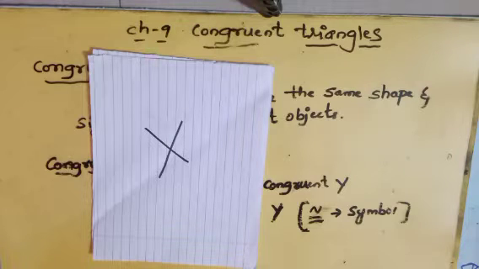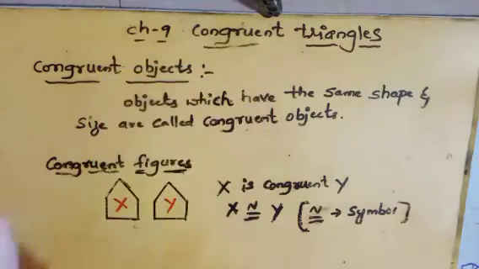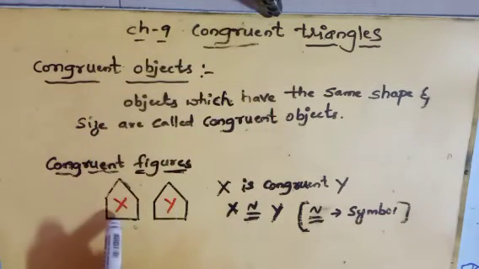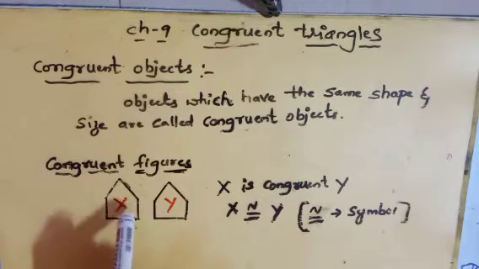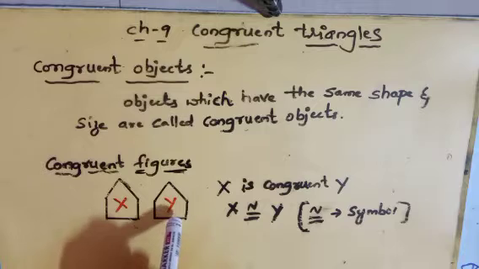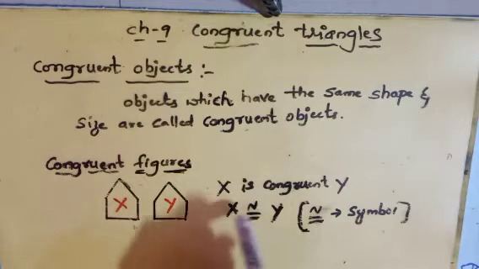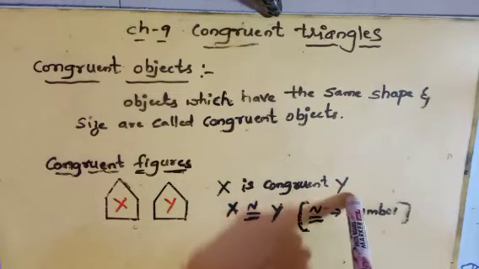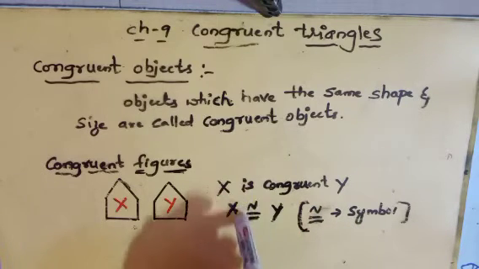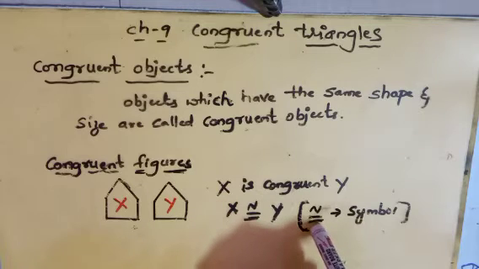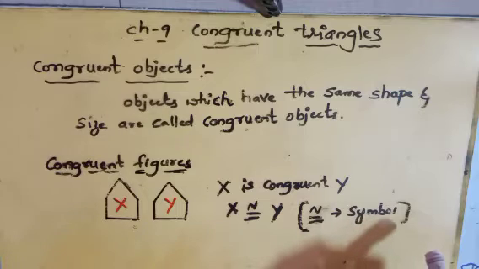X is congruent to y. Both the figures are congruent to each other. Congruent figures means when x covers y exactly, then we can say x is congruent to y or y is congruent to x. We can write in this way also, x is congruent to y. This is the symbol for congruency. So let us learn some more examples about congruent.